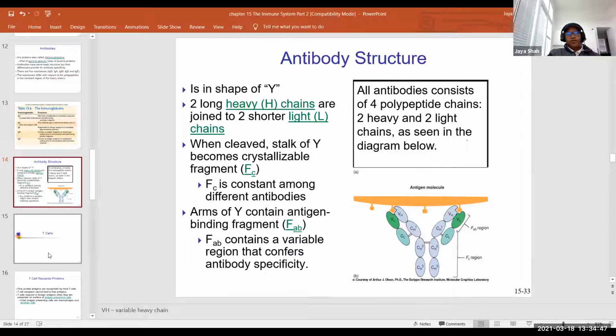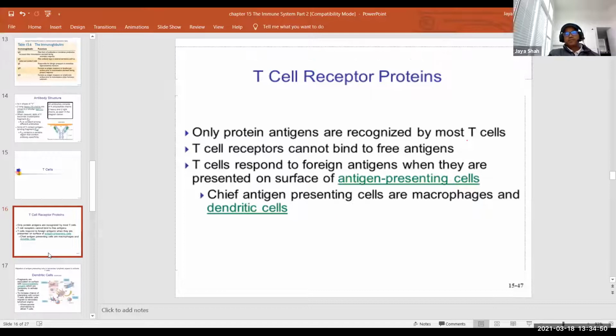Now let's talk about the T cells. T cells have receptor proteins. Do you remember on the B cell, there was a receptor? That receptor was binding, acting as antibodies to bind with the antigen, okay? So, T cell receptor protein: only protein antigens are recognized by T cells.